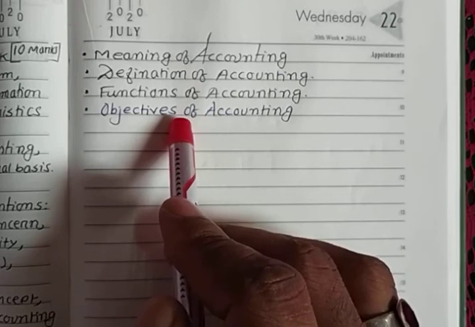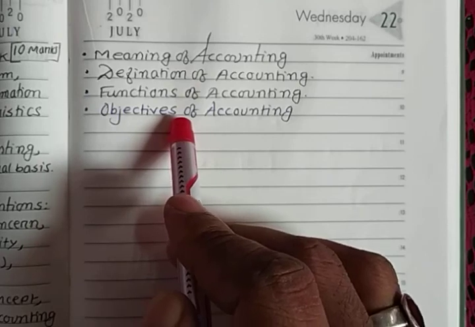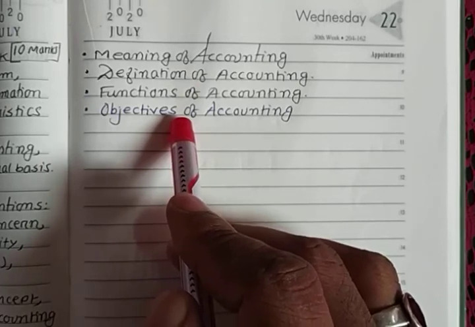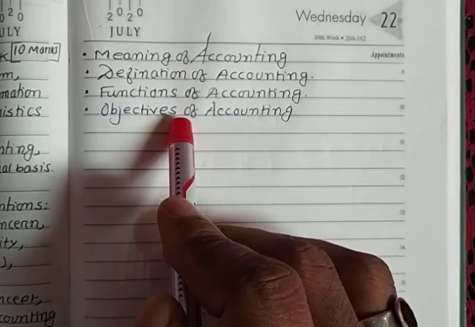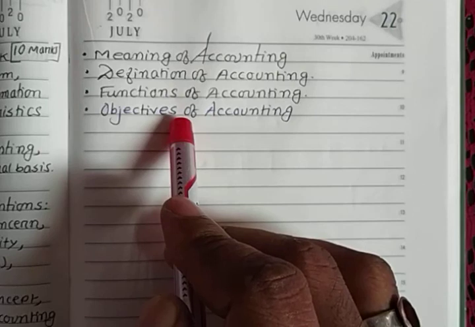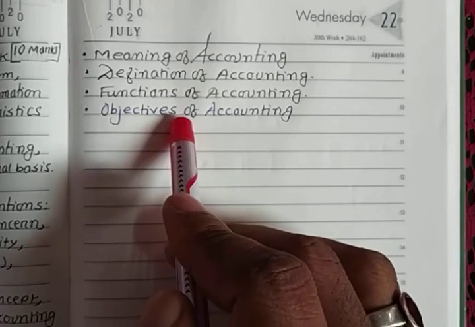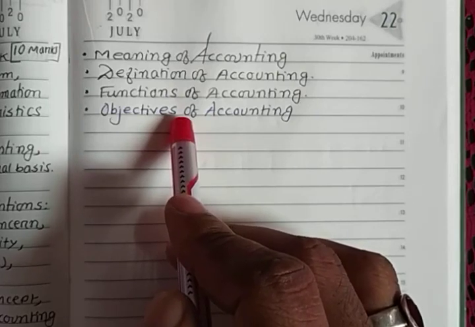And the last point of the objectives of accounting, to know the solvency position. Solvency position means cash flow statement. You already did cash flow statement in class 12. Okay, so these all are the objectives of accounting.